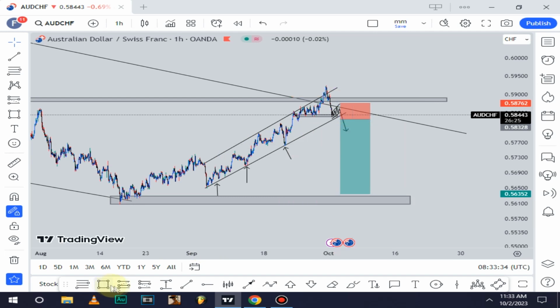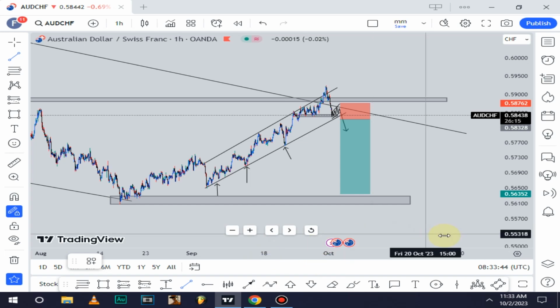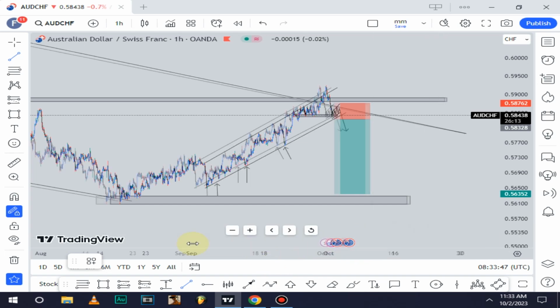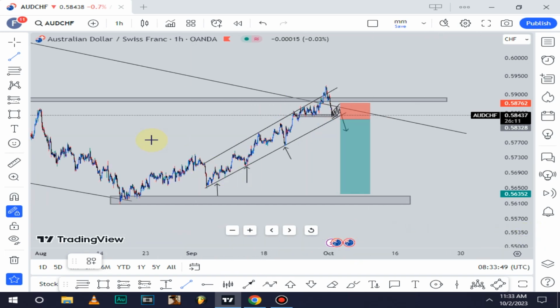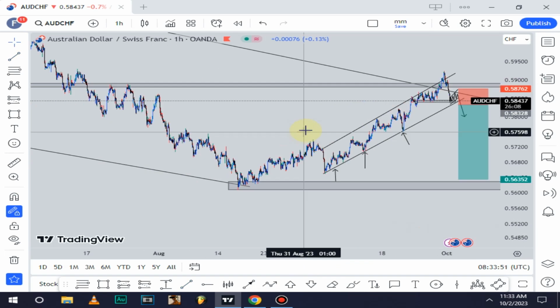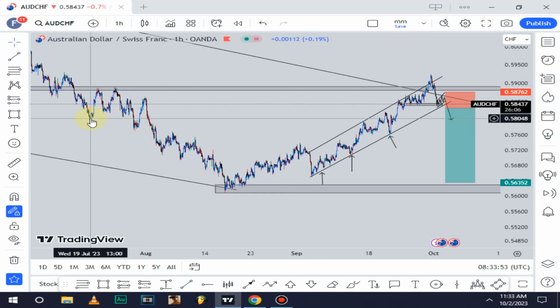Then I need to identify some of the sensitive zones that the market might try to bounce off. So let me see something right here. Okay, all right, so we have this zone over here that the market has played around. Of course, let me do this.